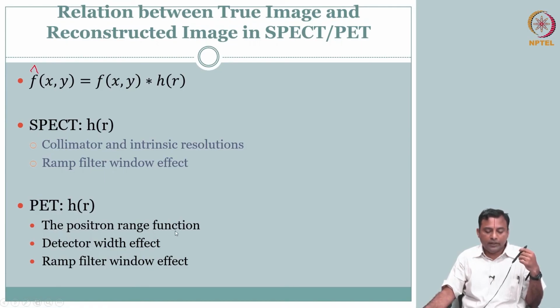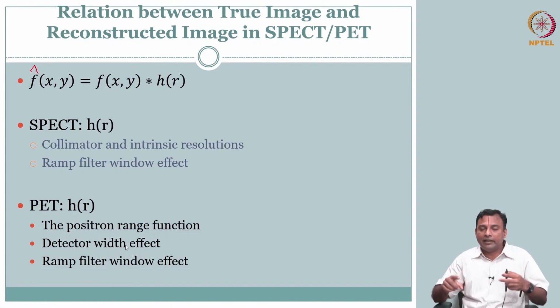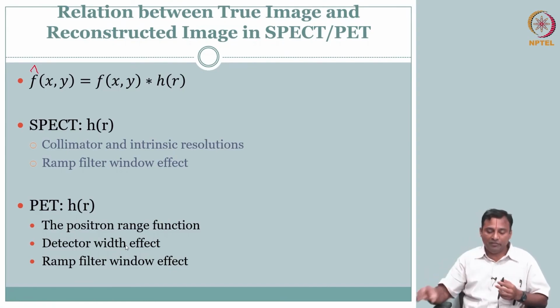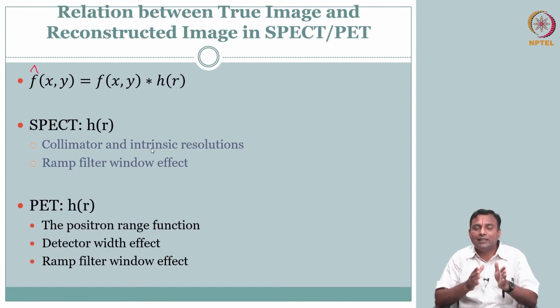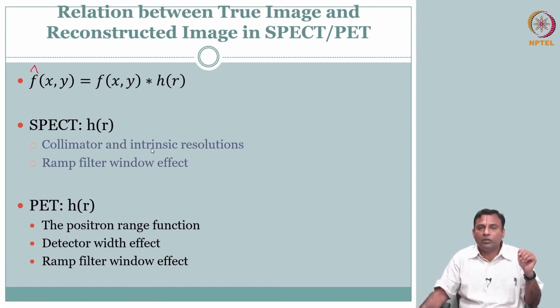So, your positron range, detector width, notice we do not have one big detector, we have blocks that we have done. So, detector width effect, of course, here also your ramp filter window effect will come. Okay. So, nothing really apart from this is very similar to what we covered in our planar scintigraphy image quality, same thing carries forward here. Okay.